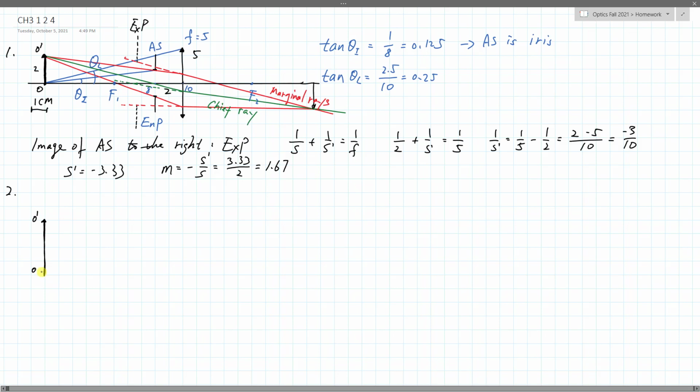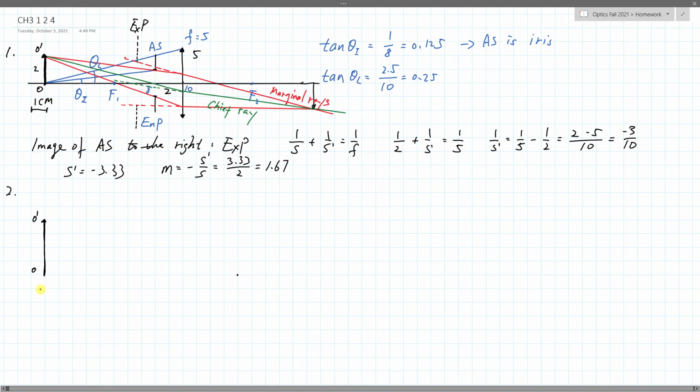And we want it to be 14 centimeters from the lens. So 2, 4, 6, 8, 10, 12, 14. So here's the lens. And I kind of wonder why the object is actually off axis like that. Why is it not placed symmetrically around the optical axis? But that's how things are drawn here.